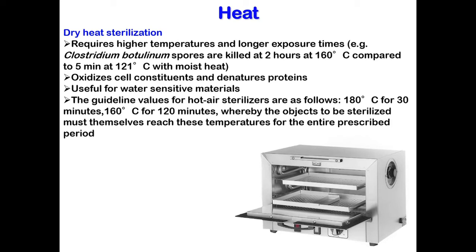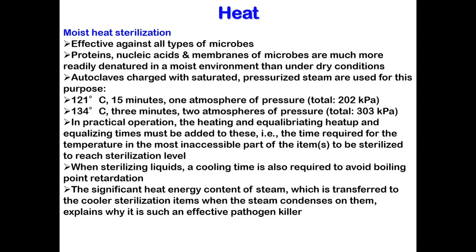So the guidelines for hot air sterilisers are 180 degrees for 30 minutes, or 160 degrees for 120 minutes, whereby the objects to be sterilised must themselves reach these temperatures for the entire prescribed period. Okay, so now we'll talk about moist heat sterilisation.